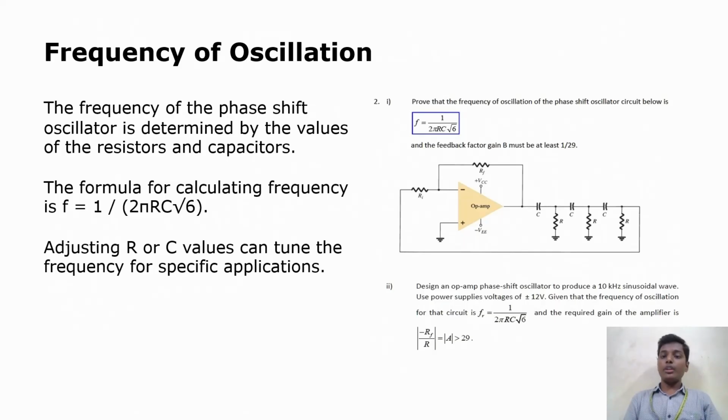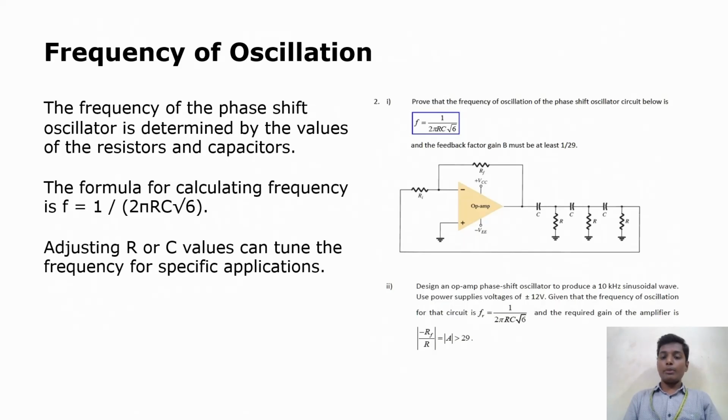Prove that the frequency of oscillation of the phase shift oscillator circuit below is f = 1 / (2πRC√6), and the feedback factor gain must be at least 1/29.